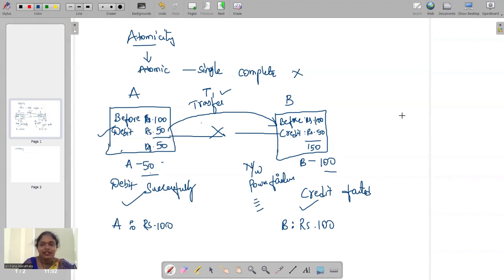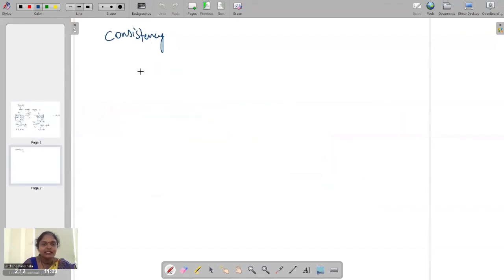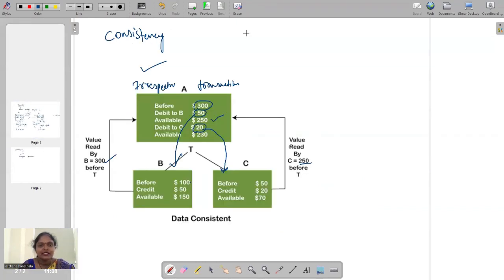We need to check at each and every point whether the system is in a consistent state or not. This can be ensured by atomic operations. Both the credit and debit operations should be done, and only then can we treat it as a single transaction. So let us understand the consistency property of DBMS with an example.